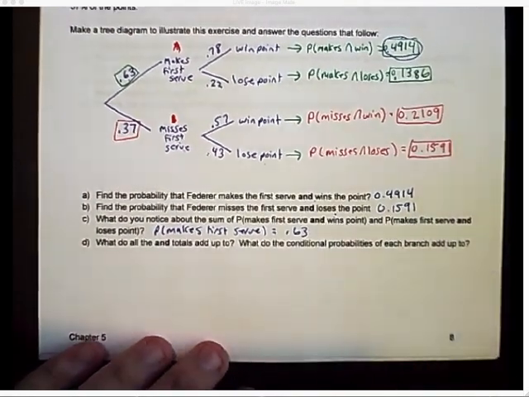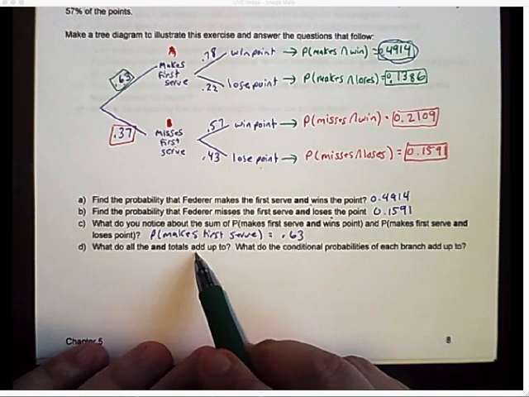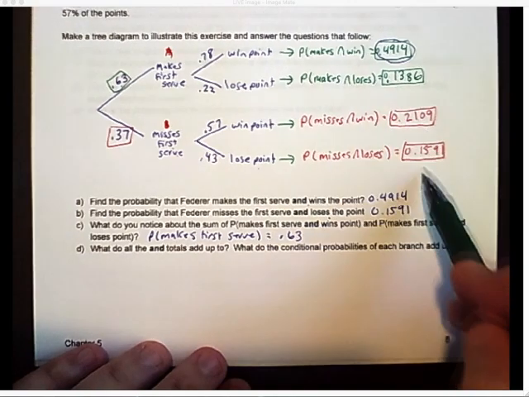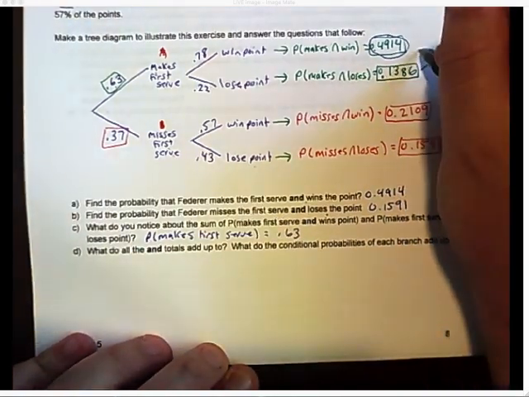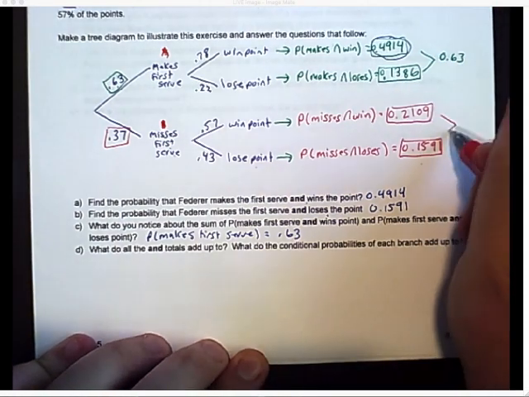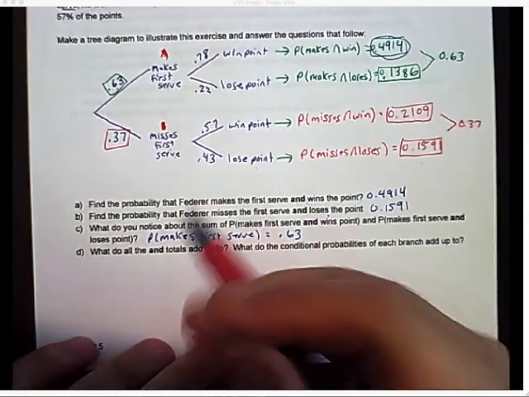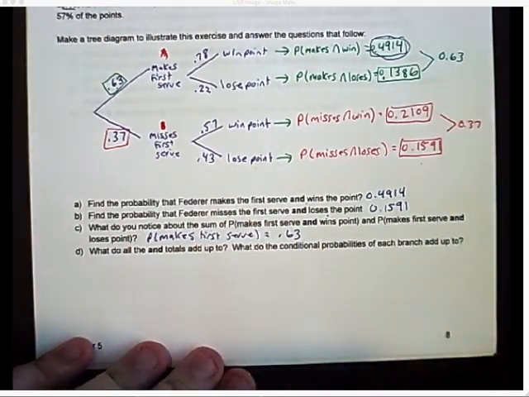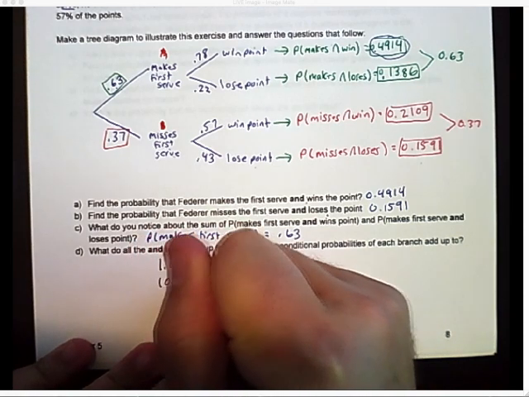So last question, what do all the end totals add up to? So what do these four numbers add up to? Well, we said that these two add up to the 0.63, and these two add up to the 0.37. If I add those up, they add up to simply 1, or they add up to 100%.